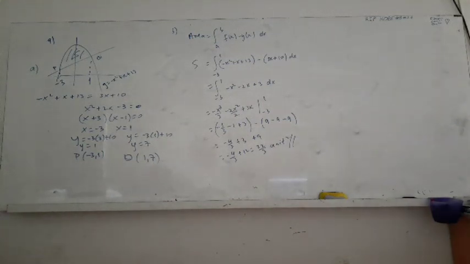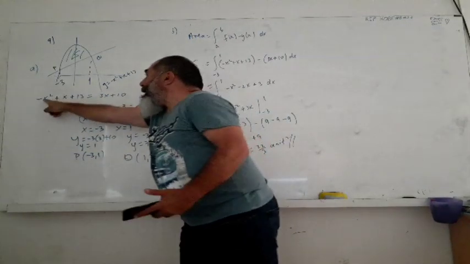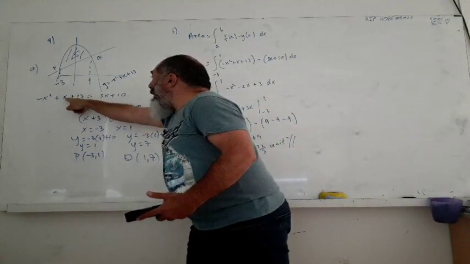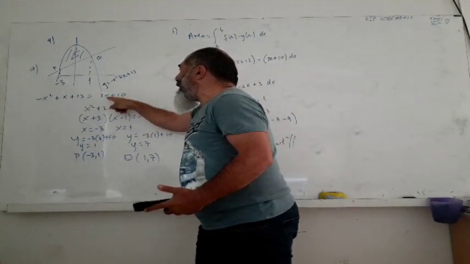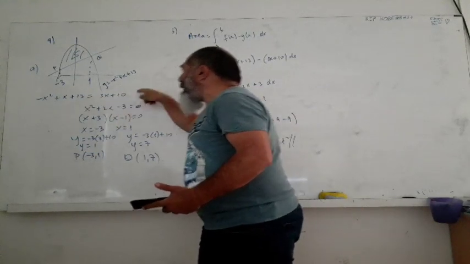Took that expression to the right hand side. Minus x squared becomes x squared. X becomes minus x, so 3x minus x is 2x. And we have 10 there. 10 minus 13 is minus 3.